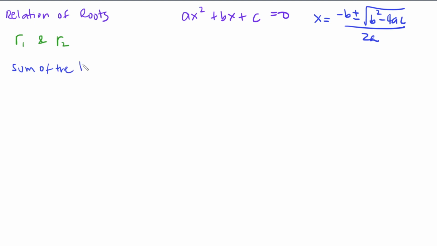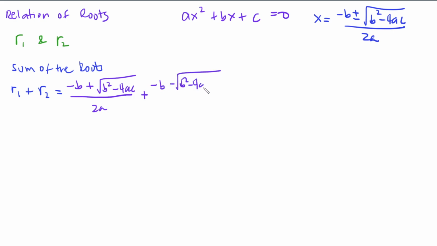Let's have first the sum of the roots. What is the sum R1 plus R2? Using the quadratic formula, that will be negative b plus the square root of b squared minus 4ac over 2a. Since I'm getting the sum, so plus. The other one is negative b minus the square root of b squared minus 4ac over 2a. As you can see, I separated plus and minus since those are the two roots.